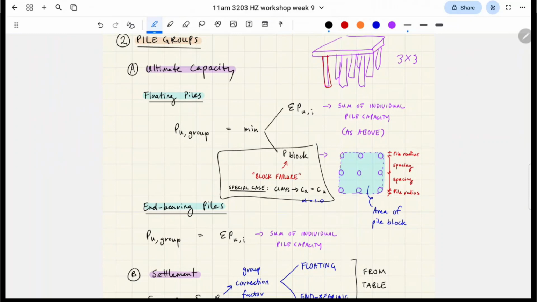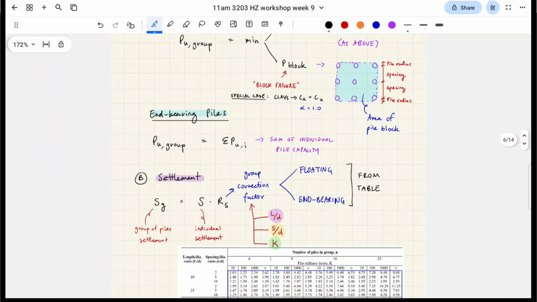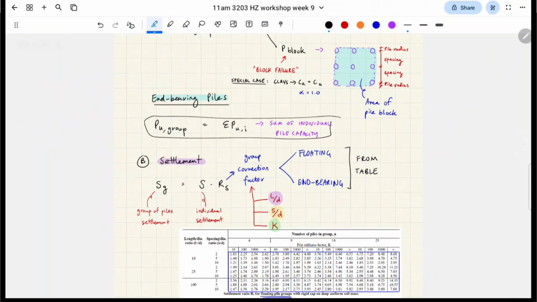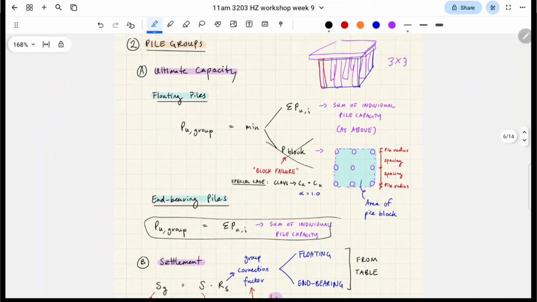Okay, so block failure is something that's exclusive to floating piles. Essentially you have to calculate the failure of a block that encapsulates this entire 3 by 3 grid of piles. Right? And then you have to check the minimum of those two, and that's what your capacity for a floating pile group will be. Actually, I have to talk about settlement as well. But for end-bearing piles, it's simply the sum of the individual capacities. So for end-bearing piles, we don't consider the block failure case.